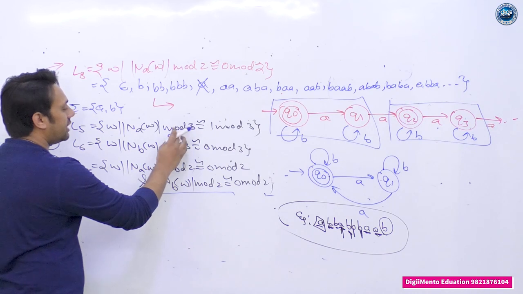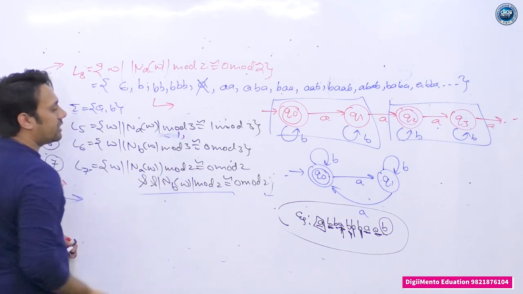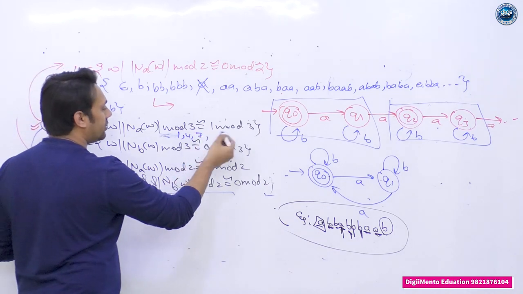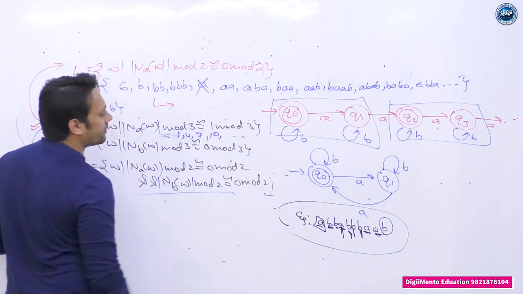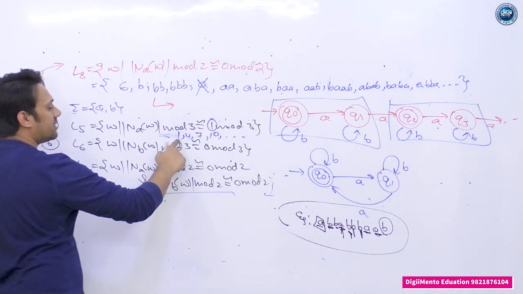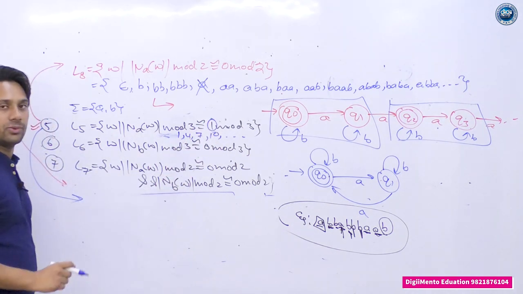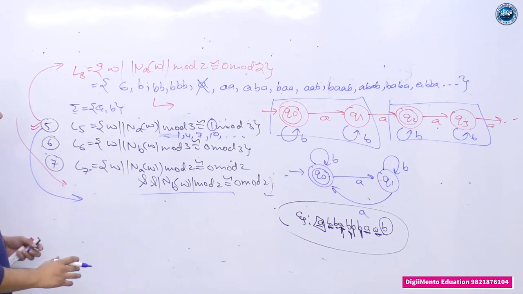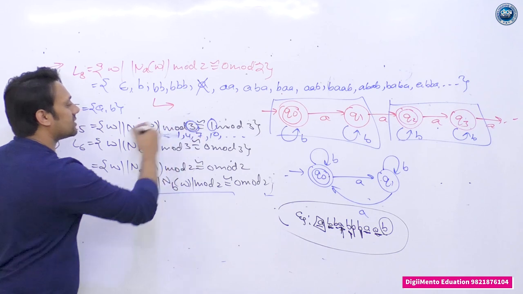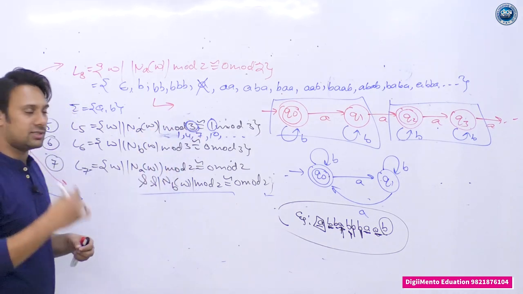So how many number of A's can there be? You can have a single A, or you can have 4 A's, or you can have 7 A's, or you can have 10 A's and so on. So whenever you divide, you should always have this many A's. So what we need to do here is create how many states? We have to create 3 states.